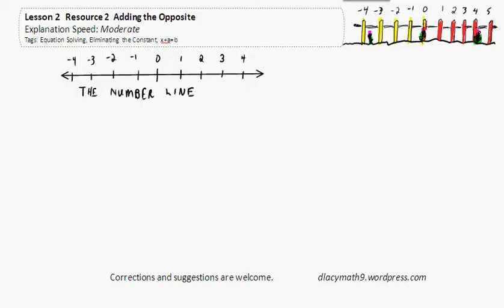Lesson 2, Resource 2, Adding the Opposite. Well, there are very many ways to think about positive and negative numbers, and often the number line is used.